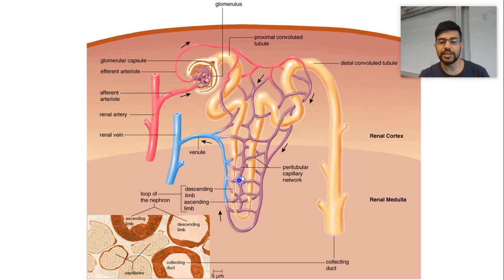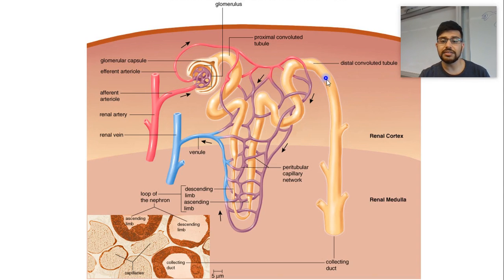Then we enter the loop of Henle. You can see it thins out near the bottom, and it thickens out again at the right side. The left side we call the descending limb. The right side we call the ascending limb. And then we enter the DCT, which is this S-shaped pattern on the end of the nephron.